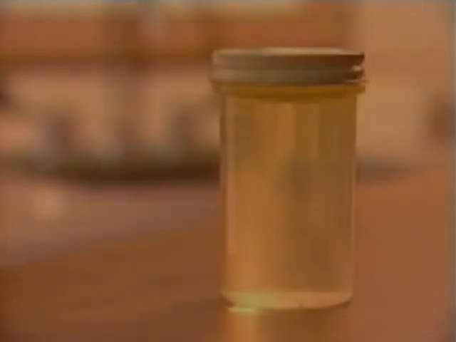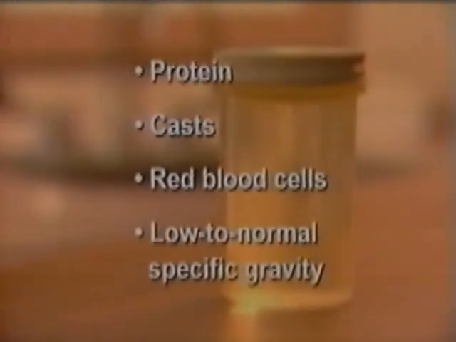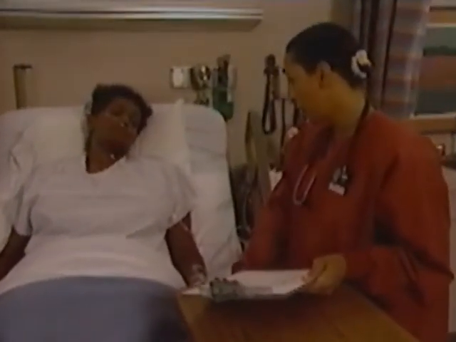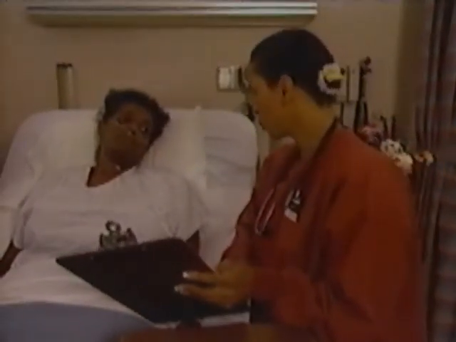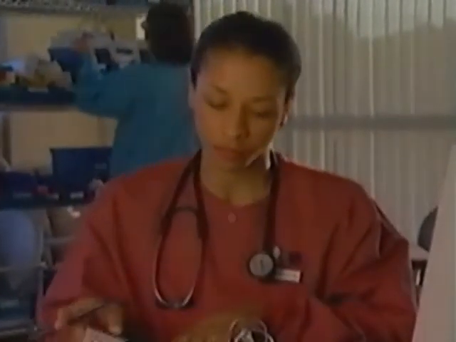In a patient with chronic renal failure, urinalysis may detect protein, casts, red blood cells, and low to normal specific gravity. To identify the cause of your patient's renal failure, she may undergo a renal biopsy. In this procedure, the physician inserts a needle into the kidney to remove a small piece of tissue for analysis. The renal biopsy may reveal characteristic tissue changes that confirm the underlying disorder, such as systemic lupus erythematosus or amyloidosis.